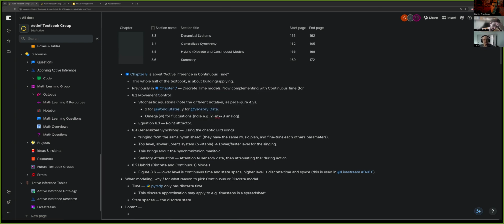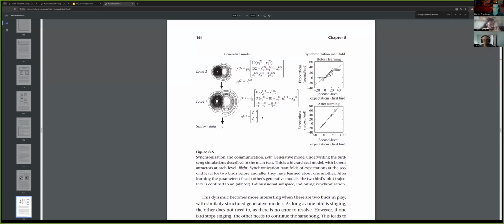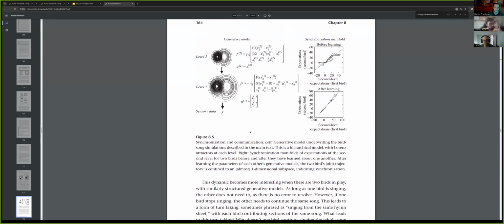We might have discussed it the last time we discussed this chapter in a previous cohort. On page 164, still with the bird song example, there's a figure 8.5 that tries to represent the synchronization and communication process. On the left, we have the generative model and the attractor system. Then on the right, the synchronization manifold. The upper graph is supposed to represent that it's a little less coordinated.